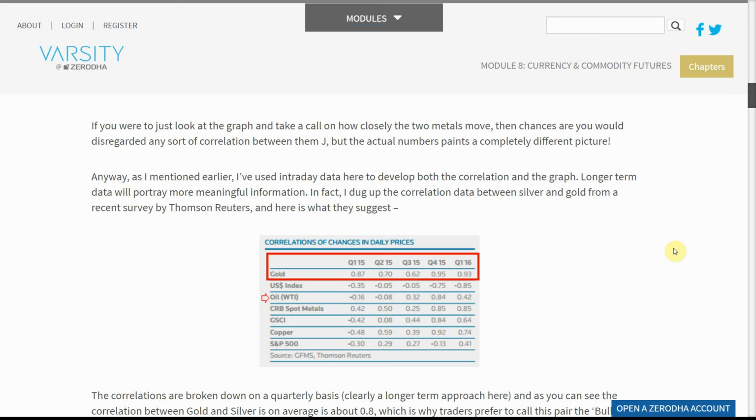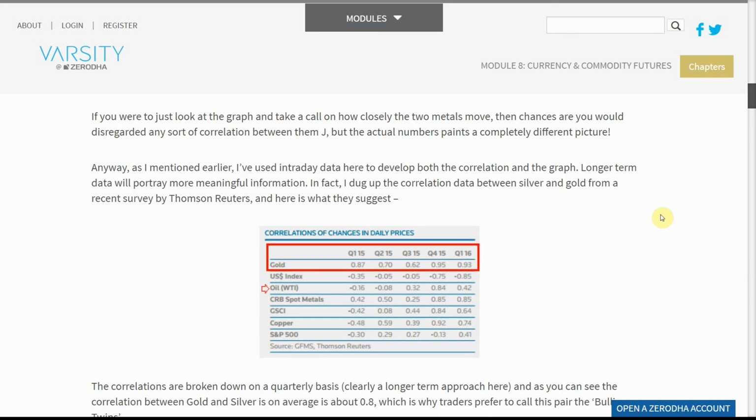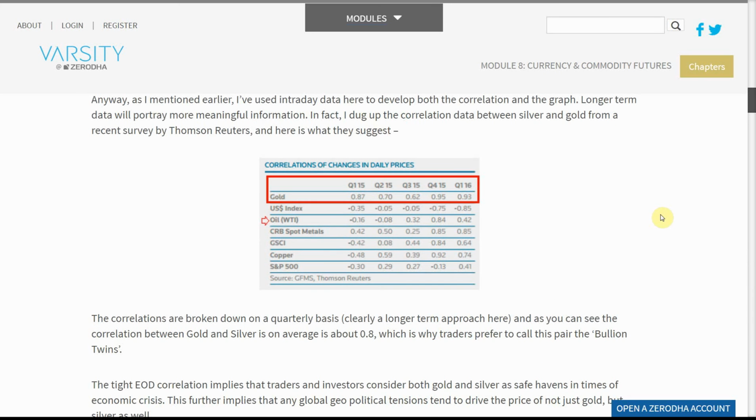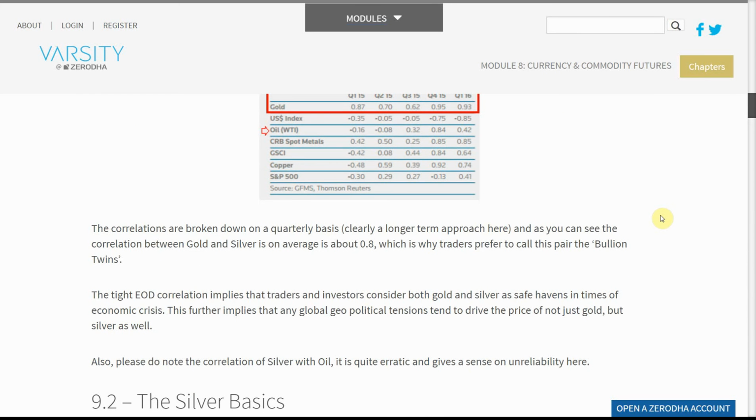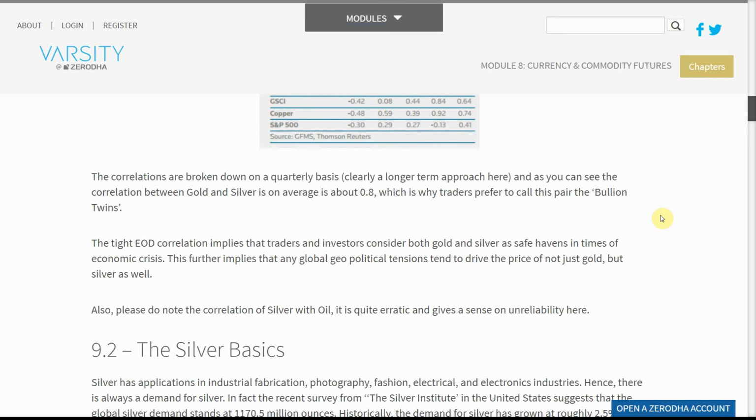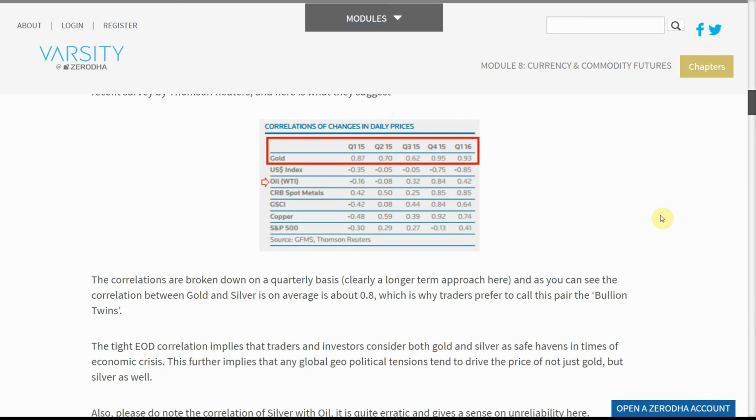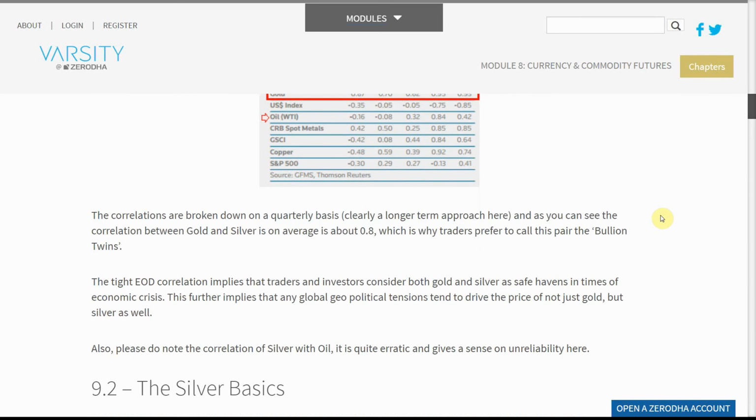In fact, I dug up the correlation data between silver and gold from a recent survey by Thomson Reuters. And here is what they suggest. The correlations are broken down on a quarterly basis, clearly a longer-term approach here, and as you can see, the correlation between gold and silver on average is about 0.8, which is why traders prefer to call this pair the Bullion Twins. The tight EOD correlation implies that traders and investors consider both gold and silver as safe havens in times of economic crisis.